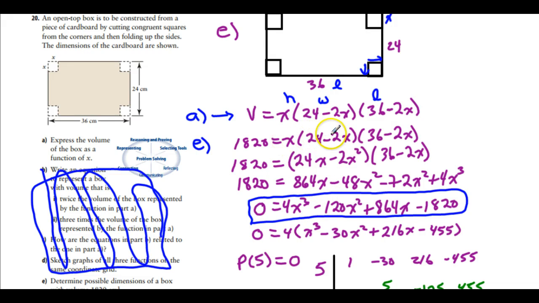And so I've expanded this. x times 24 is 24x, x times negative 2x is negative 2x squared. Then multiply this bracket through this bracket, and that's the expansion. Subtract the 1820 over and simplify, and we end up here.